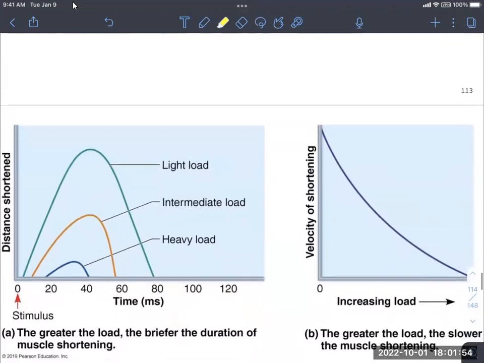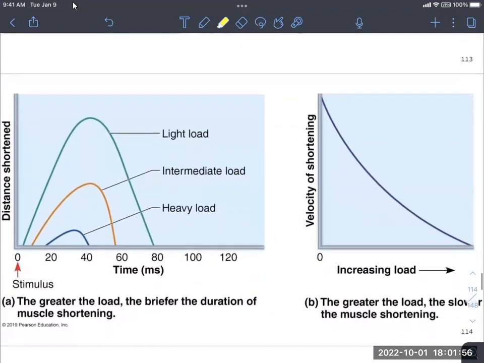So here are some charts that show we get a stimulus, a light load, and that contracts the fastest. A medium size load contracts a little bit slower, but that heavy load, it contracts a lot slower.